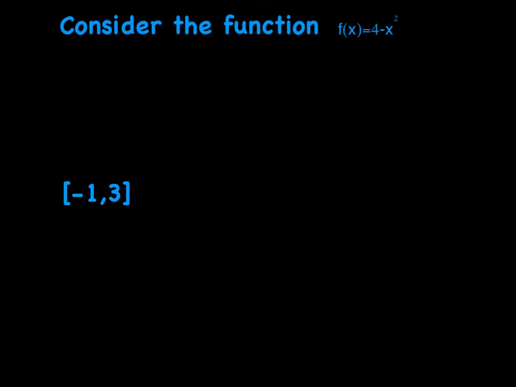Oh, finally, it's time to get our hands on a real live example. We've thrown a lot of theoretical baloney at you so far, and I think now it's time to see if we can make any sense of it and apply it to a real live problem. And I want you to consider the function f of x equals 4 minus x squared. Just a really nice, friendly quadratic function.